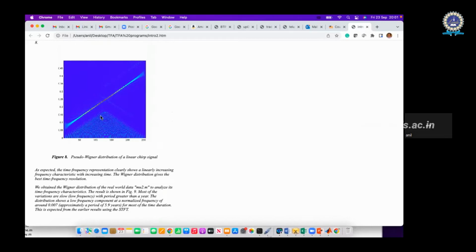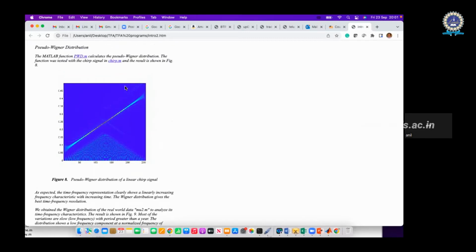You can see this information is present here. These are called cross terms. If you filter out these cross terms, the best time frequency representation for the chirp signal will come from using the pseudo Wigner distribution. Again, please catch this point: there is no perfect representation for any signal. Even for this signal, I may get another technique that gives a better representation. That is beside the matter.